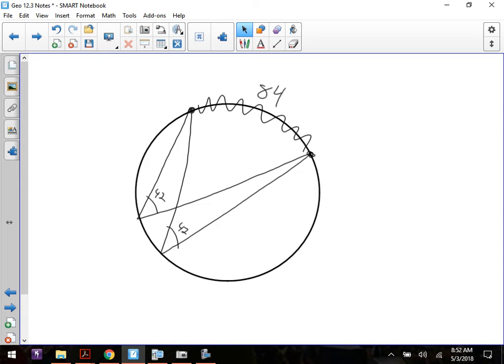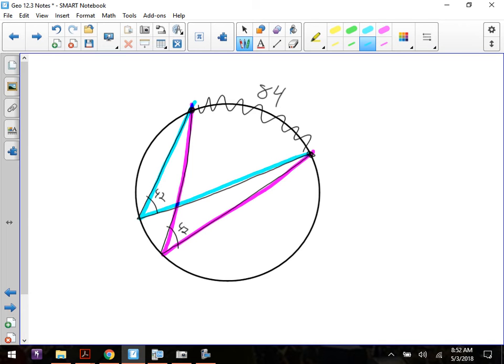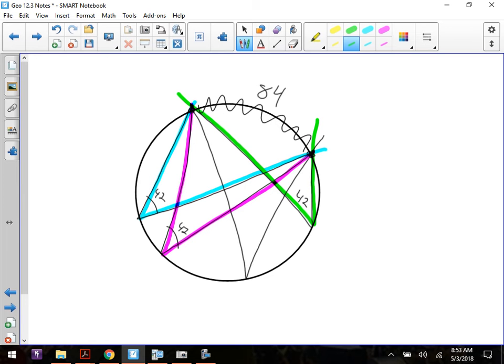But remember, Josh, these two angles run into the exact same arc. No matter where I put an angle, that angle's still got to equal 42 because it's intercepting the exact same arc. As long as it's hitting the exact same arc, it doesn't matter where it is on the circle, that value is always going to be half of whatever arc it hits.